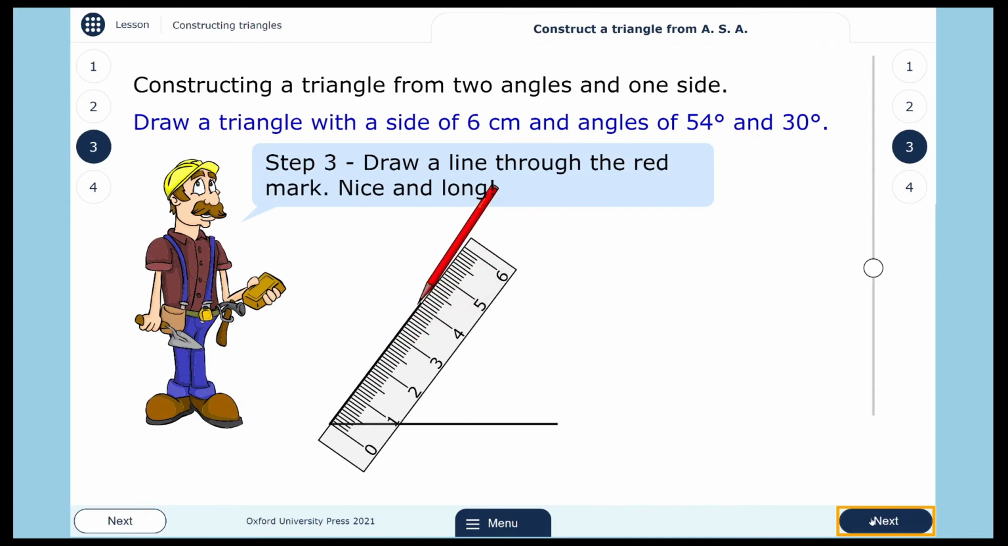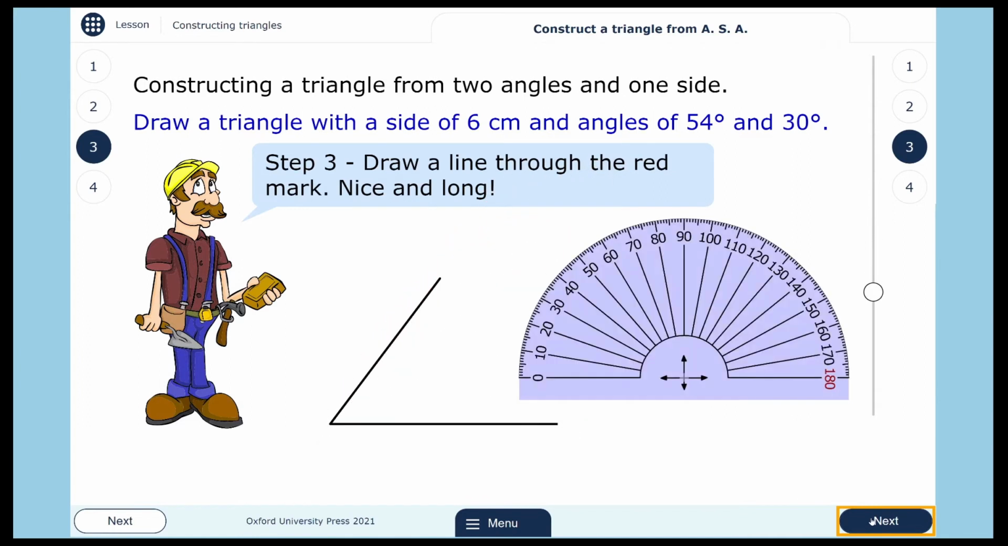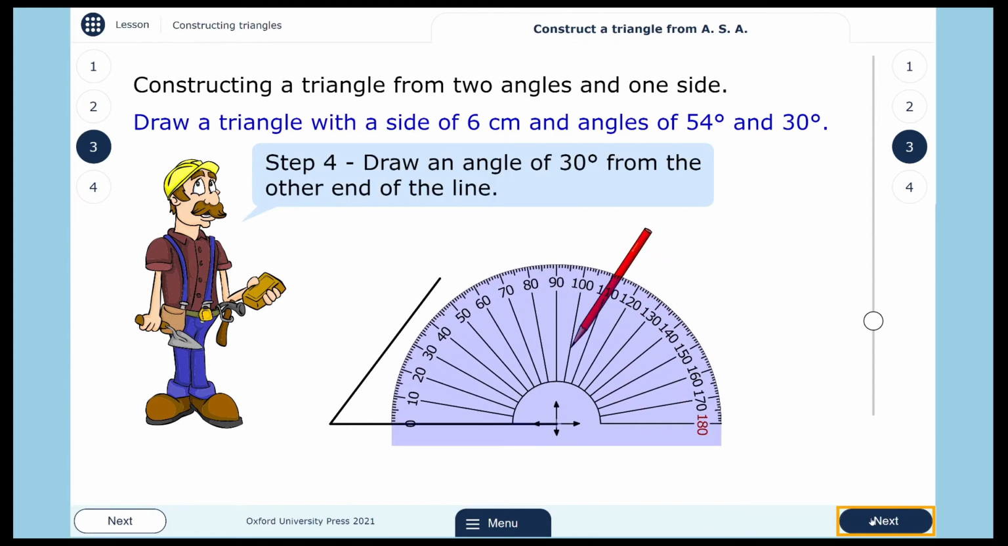Make sure the line that you draw is extended reasonably long because we want the other angle to intersect with it. We can then draw our second angle, which in our case is 30 degrees, from the right hand side.